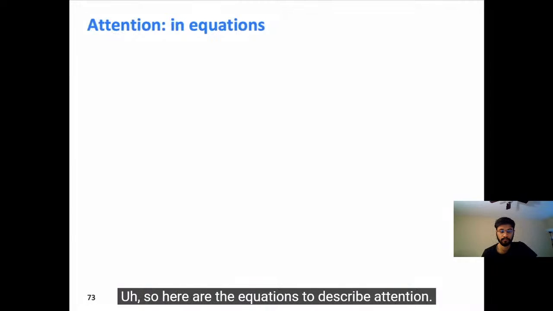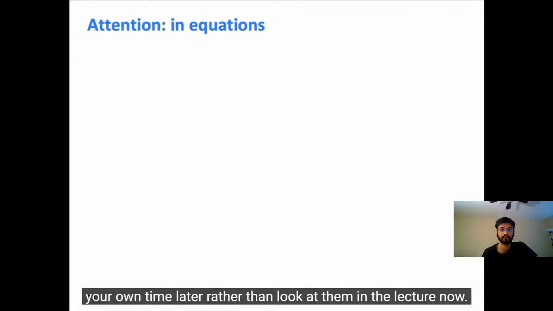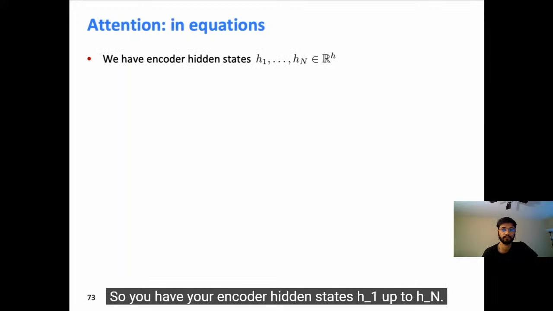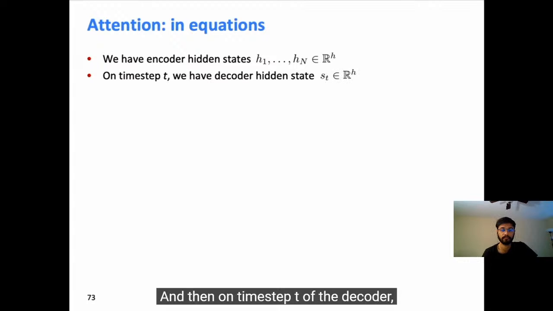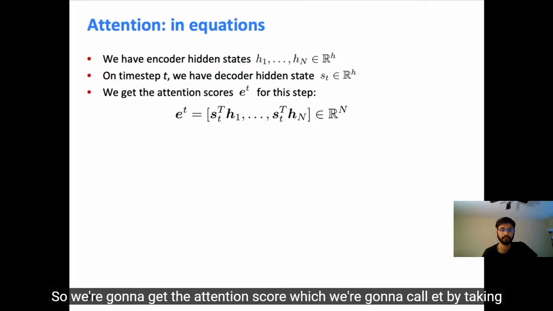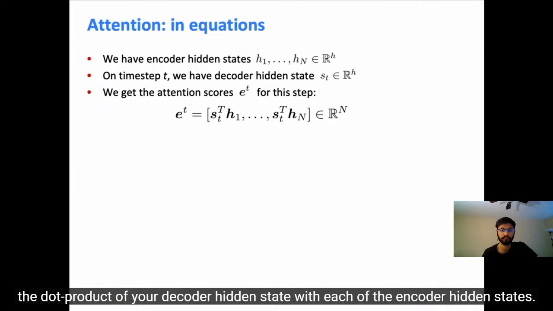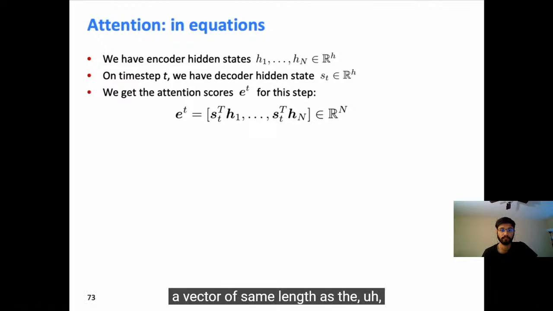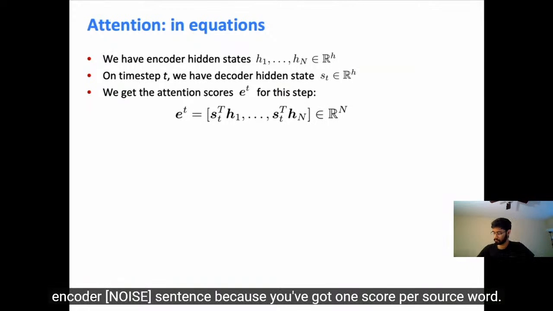So here are the equations to describe attention. I think it's probably easier to look at these in your own time later rather than look at them in the lecture now. But these are the equations that essentially say the same thing as what the diagram just said. So you have your encoder hidden states, h1 up to hn. And then on time step t of the decoder, we also have a decoder hidden state, st. So you're going to get the attention scores, which we're going to call et, by taking the dot product of your decoder hidden state with each of the encoder hidden states. And that gives you a vector of same length as the encoder sentence, because you've got 1 score per source word.